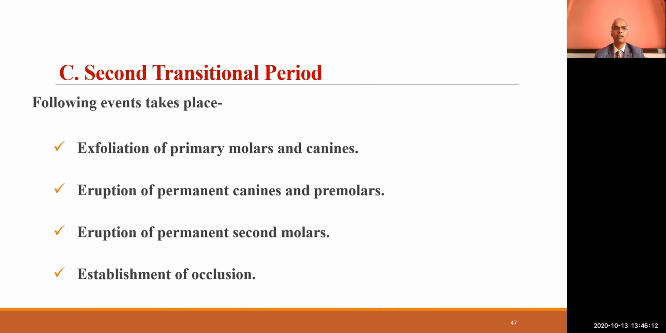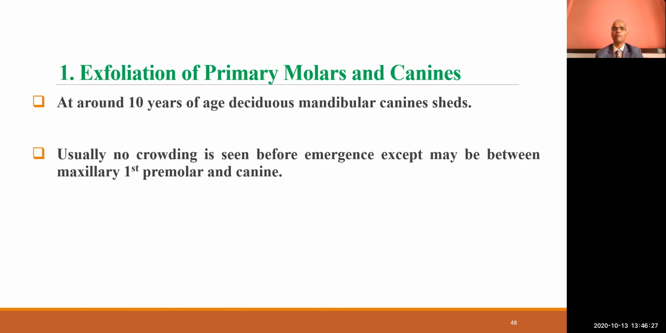Second transition period: the following events take place: exfoliation of primary molars and canines, eruption of permanent canines and premolars, eruption of permanent second molars, and establishment of normal occlusion. First, exfoliation of primary molars and canines. It occurs around 10 years of age. Deciduous molars and mandibular canines exfoliate. Usually no crowding is seen before the emergence, except maybe between the maxillary first premolar and canine.